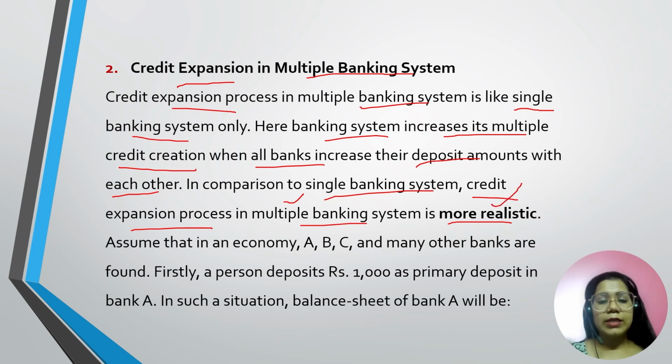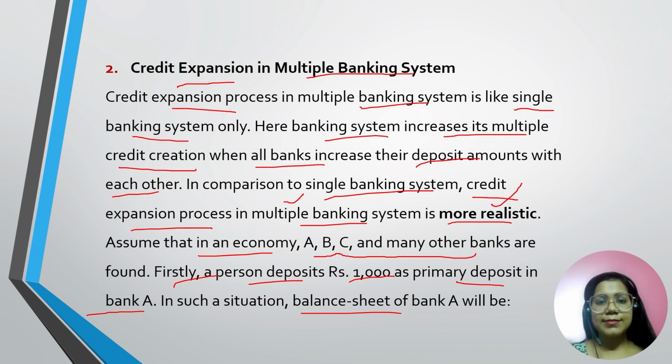So let's take an example that in an economy there are many other banks like A, B, C and so on. So firstly, a person deposits rupees 1000 as primary deposit in bank A. So now in this case, what will be the balance sheet of bank A? Let's see it in the next slide.